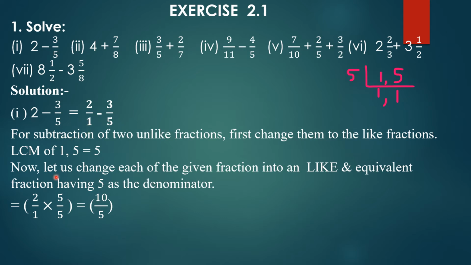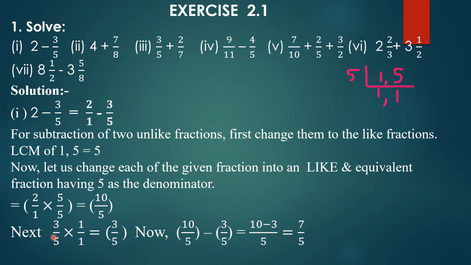Write down 2 by 1 into 5 by 5. Here we want denominator 5. Therefore multiplying both numerator and denominator with 5. Therefore 2 5s are 10 and 1 into 5 is 5. So our 2 by 1 became 10 by 5. And next we have 3 by 5. Already our denominator is 5. Therefore both numerator and denominator should be multiplied by 1, which is equal to 3 by 5.